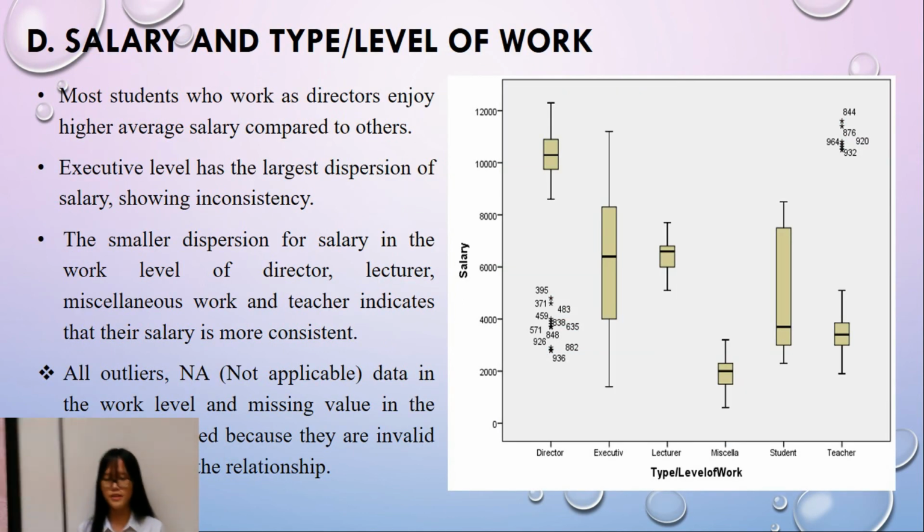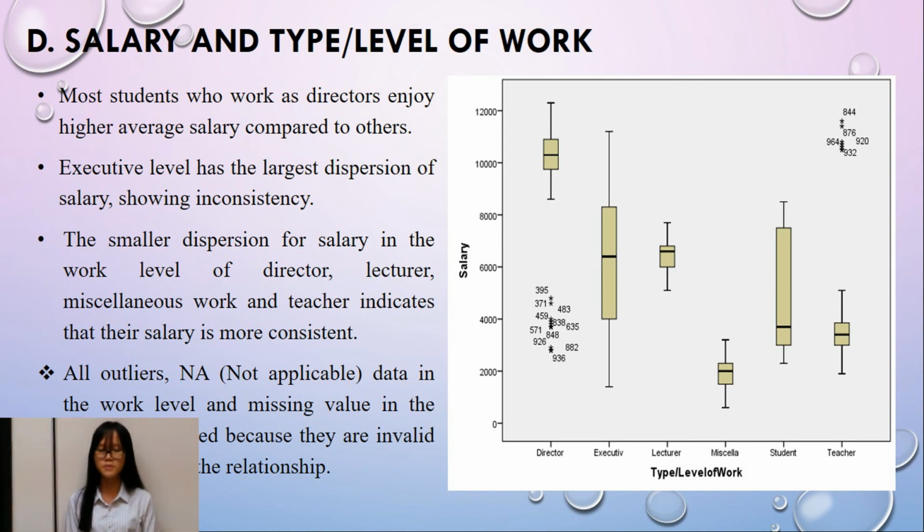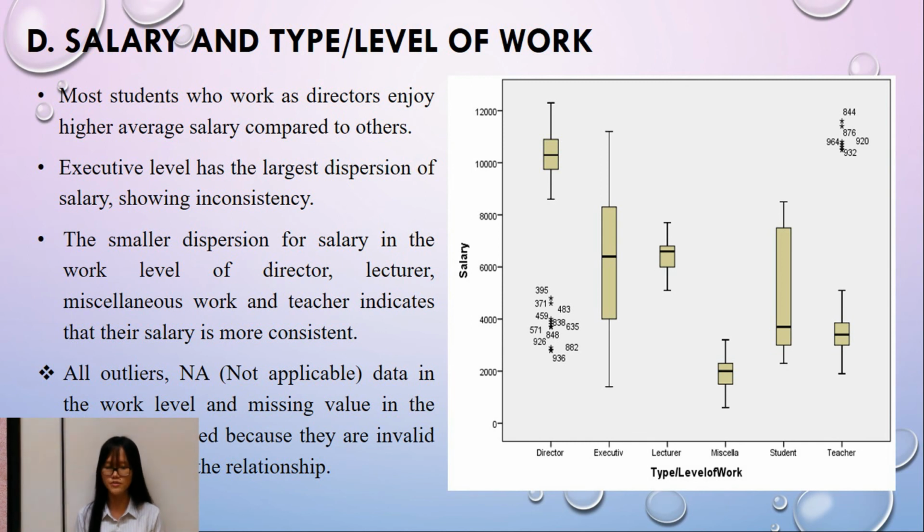Next, for salary and type or level of work, we see that most students who work as directors enjoy a higher average salary compared to others. Executive level has the largest dispersion of salary, showing inconsistency. The smaller dispersion of salary in the work levels of director, lecturer, miscellaneous work, and teacher indicates that the salary is more consistent. We excluded all outliers, the non-applicable data in the work level and the missing values in the salary, because they are invalid in representing the relationship.